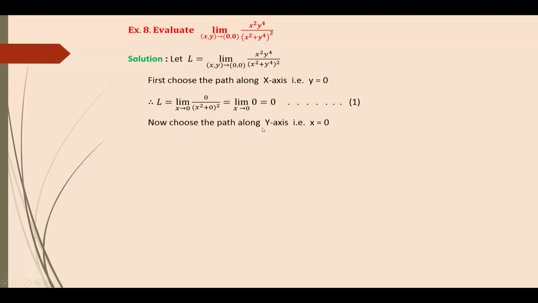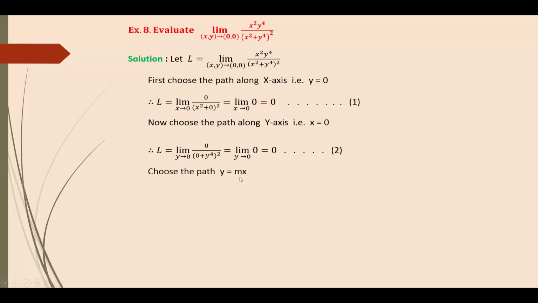Now choose the path y axis, that is x equal to 0. Therefore L equal to limit as y tends to 0. Put the value of x is 0, so 0 upon (0 plus y raised to 4) whole square, equal to limit as y tends to 0, 0 upon any term is 0 and the limit of 0 is 0. Denote this as equation number 2.